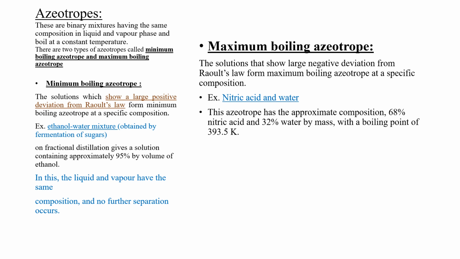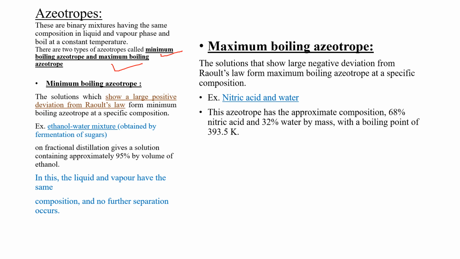Azeotropes can be of two types. One is minimum boiling azeotropes and second is maximum boiling azeotropes. Now first of all we will discuss minimum boiling azeotropes. Minimum boiling azeotropes are such mixtures which show large positive deviation from Raoult's law. The mixtures which show large positive deviation from Raoult's law are minimum boiling azeotropes.